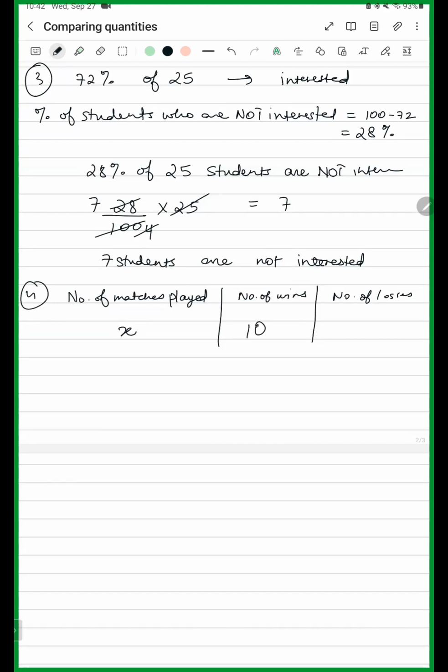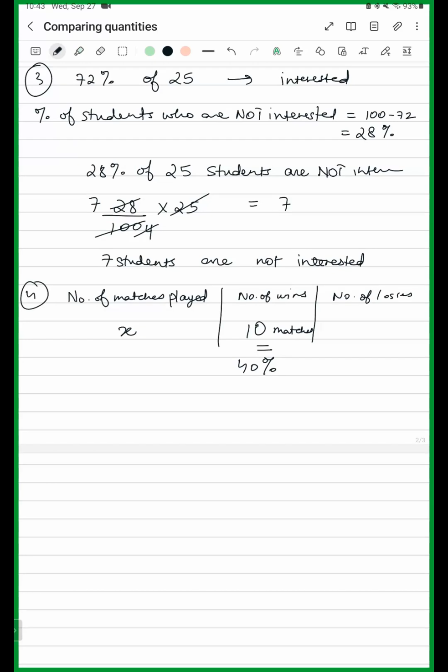Yeah, 40%. Right now, let's read the first sentence only. They won 10 matches. The number of wins, that means the number of matches they won, is 10. Okay. And again, they are telling you the same thing about the number of wins, but in a different way. They are saying that this 10 matches is actually equal to 40%. Their win percentage was 40, so they won 40% of the matches they played.